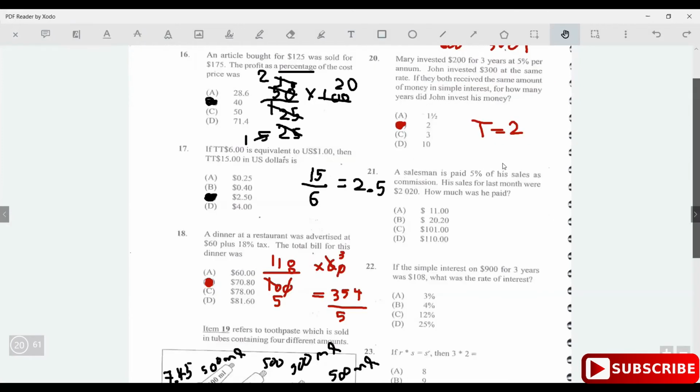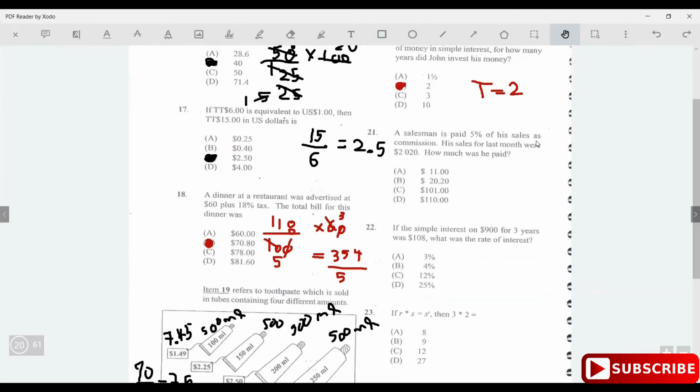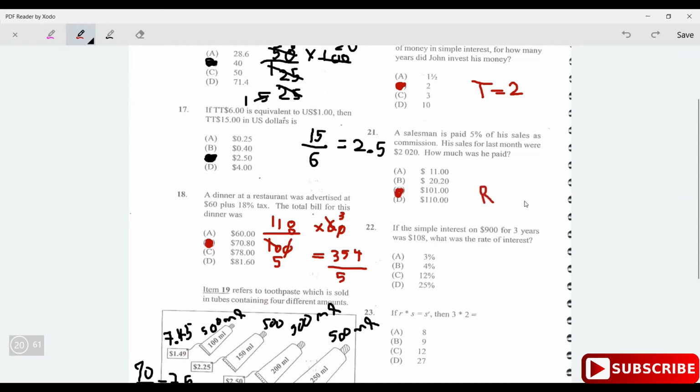A salesman is paid 5% of his sales as commission. We did this in the last past paper, and we got 101. So this is a big repeat question. We know how we got this one already. Repeat. Easy.